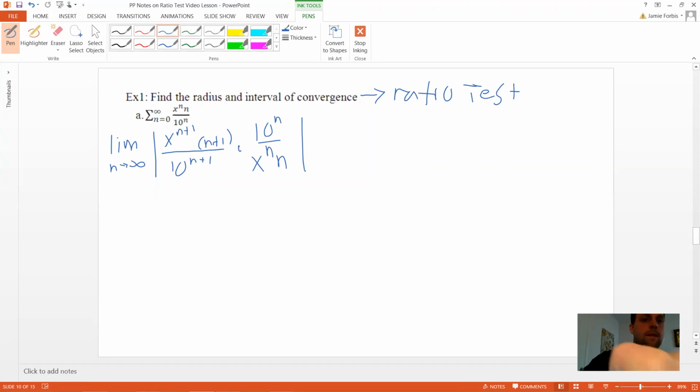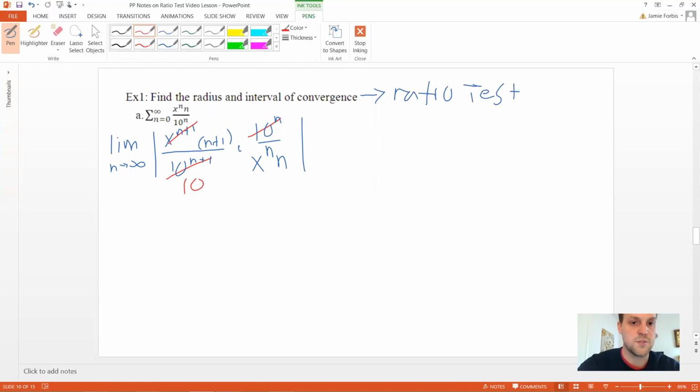Okay. Now, just to save some room here, I'm going to go ahead and start crossing some stuff out. 10 to the n plus 1 and 10 to the n. Remember, that's just going to be 10 left over here, and the 10 to the n's cancel out. That's because you can break apart the 10 to the n plus 1 into 10 to the n times 10.